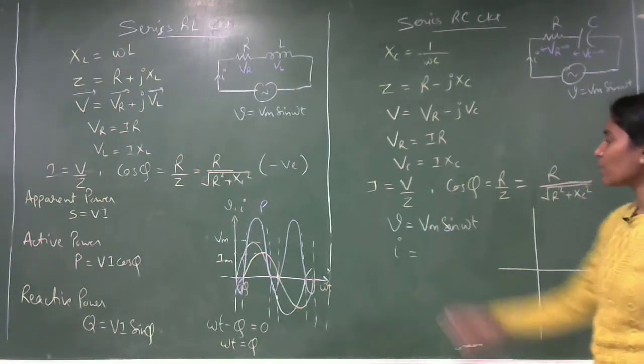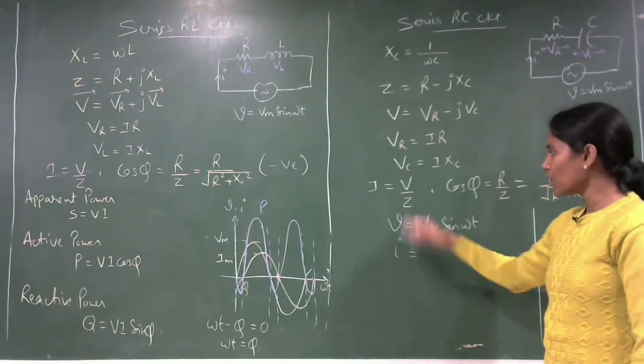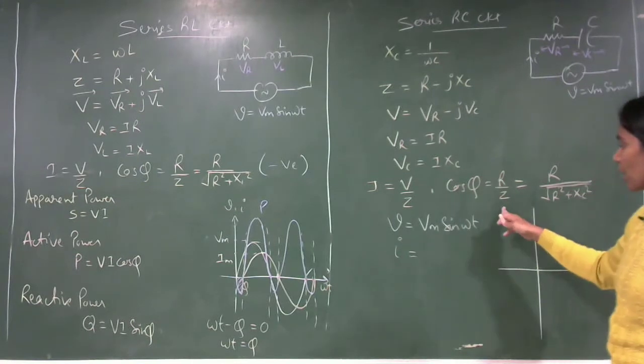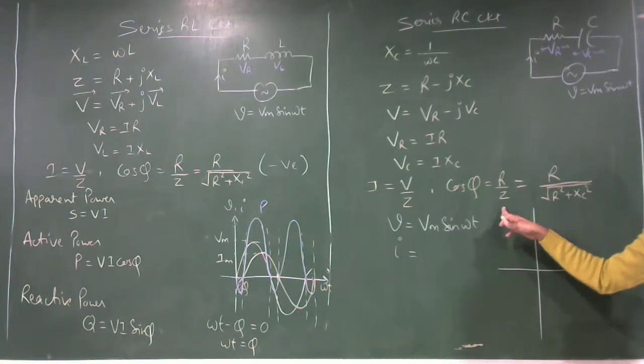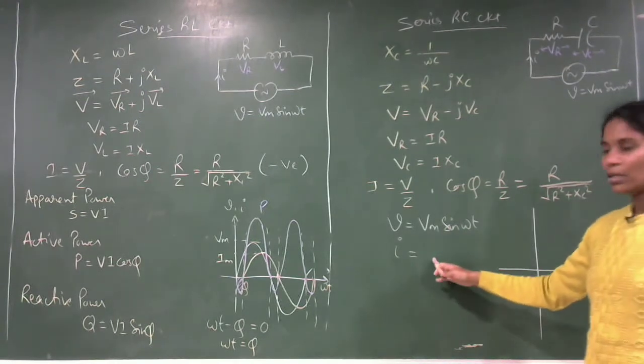So how can we get the current? That is V by Z. What is the power factor? Again the same, that is R by Z. We have to take the magnitude of impedance Z, that is the square root of R square plus XC square. So what is the difference here? It will be in the equation formation.